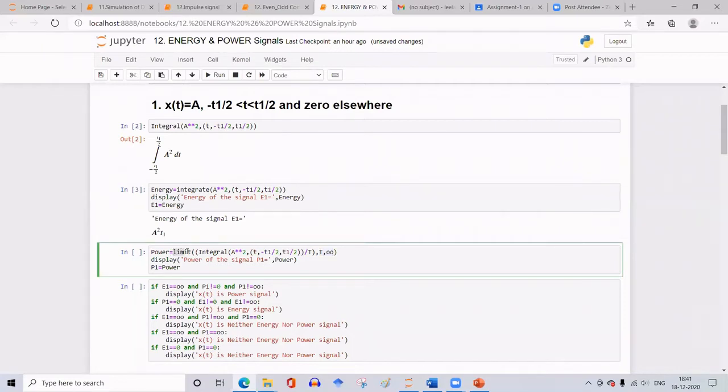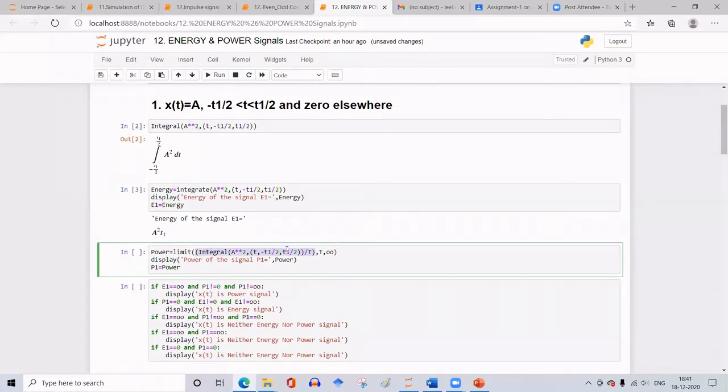To take the limit, within that outer bracket, I'll write the expression as the integral of x squared of t with respect to t between these two limits. So that is an integral expression divided by T. This whole thing is the integral expression.